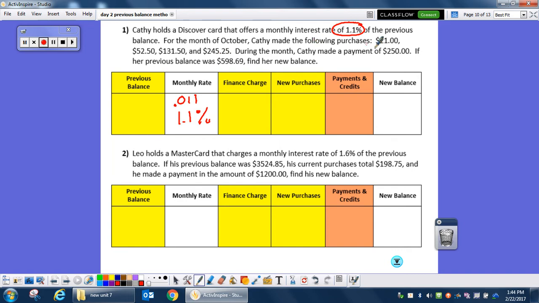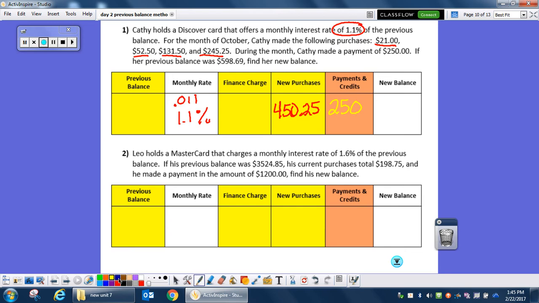For the month of October, Kathy made the following purchases: $21, $52.50, $131.50, and $245.25. So she made 4 different purchases. What you have to do is total your purchases and get how much you spent. If you totaled $21, $52.50, $131.50, and $245.25, you should get, she spent $450.25. Okay? Then she also made a payment of $250, so you can kind of compare how much she spent versus how much she paid off.